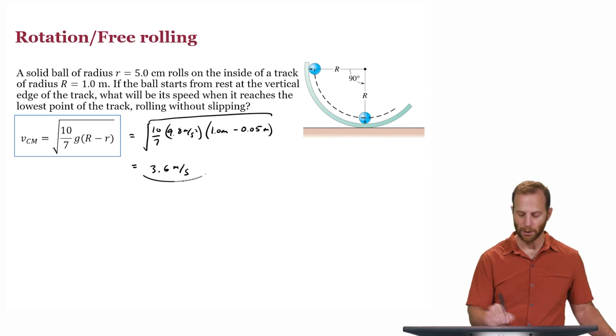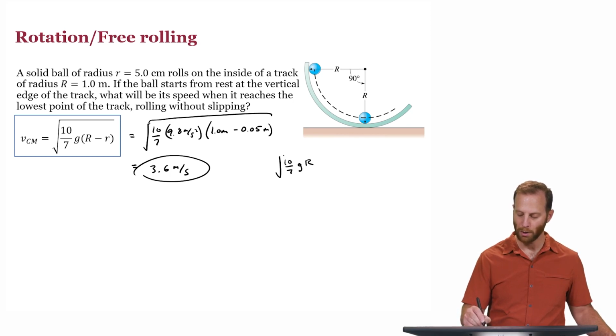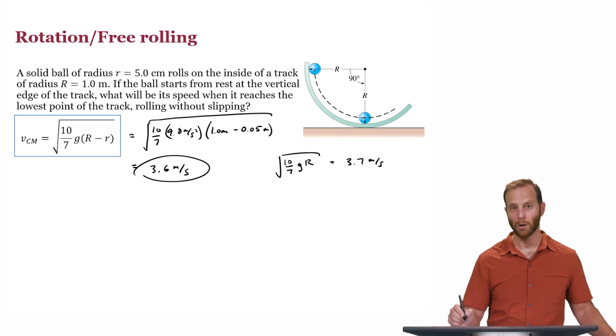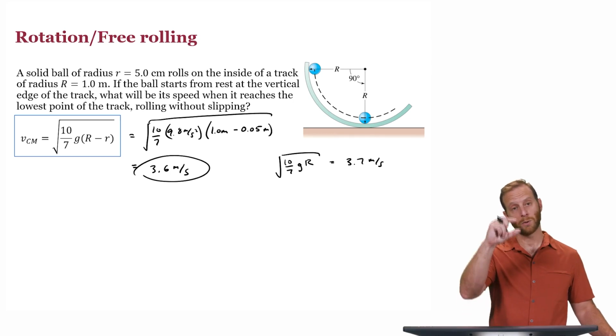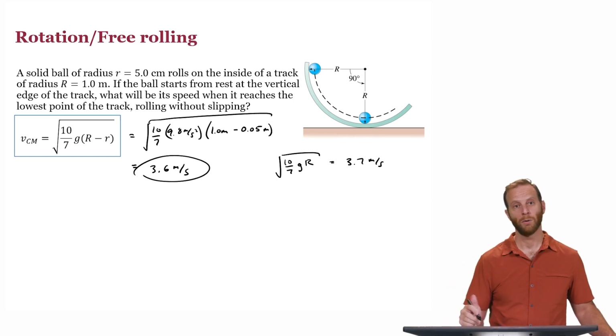And just as a sanity check, you'll notice that if we were just to have computed square root 10 over 7 gR, that would give us 3.7 meters per second. And so our answer is slightly different because the little radius of the ball makes it so that it doesn't drop down a full radius of the track.